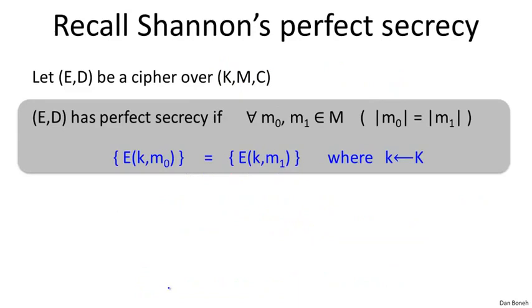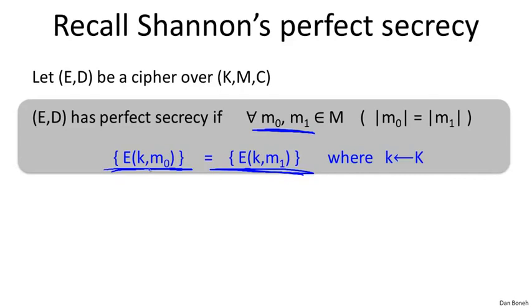Basically we said that a cipher has perfect secrecy if, given two messages of the same length, it so happens that the distribution of ciphertexts, if we pick a random key and encrypt M0, is exactly the same as the distribution when we encrypt M1. The intuition here was that if the adversary observes the ciphertext, he doesn't know whether it came from the distribution that is the result of encrypting M0, or the result of encrypting M1. And as a result, he can't tell whether we encrypted M0 or M1.